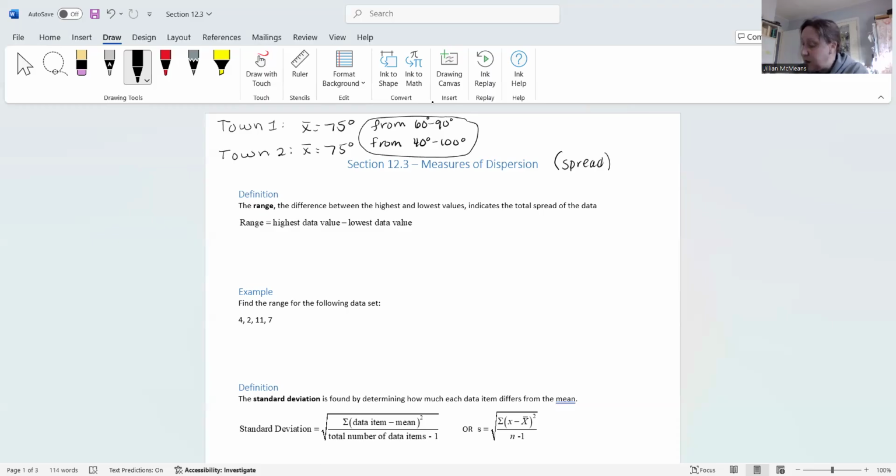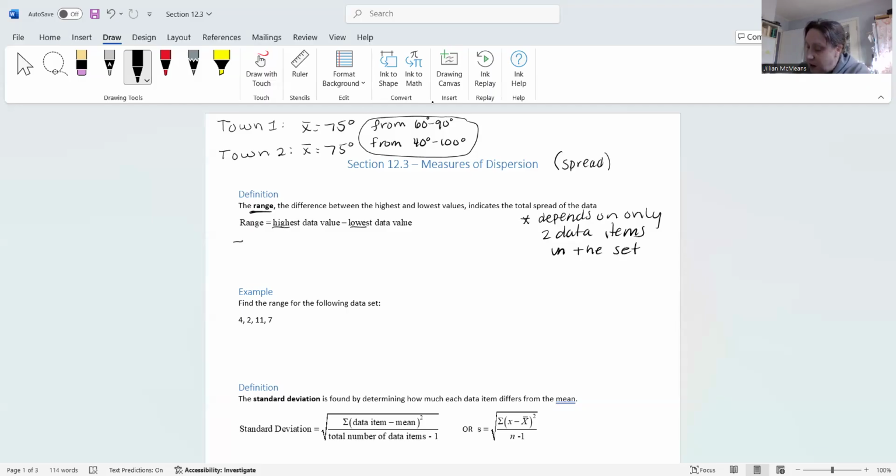Okay, so the first measure we're going to talk about is the range. The range is the difference between the highest and lowest data items. Okay, so one thing that you do need to make sure you're aware of is the range depends on only two data items. So only two data items in the set are considered. So you only look at the highest and the lowest.